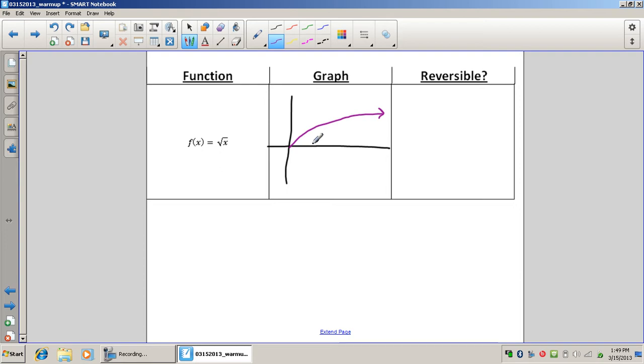For any x I pick, for instance, x equal to 4, there's only one output for x equal to 4. I can find that by taking the square root of 4, which corresponds to y equal to 2. So again, for any input, there's only one output. For every output, there's only one input. So definitely reversible.